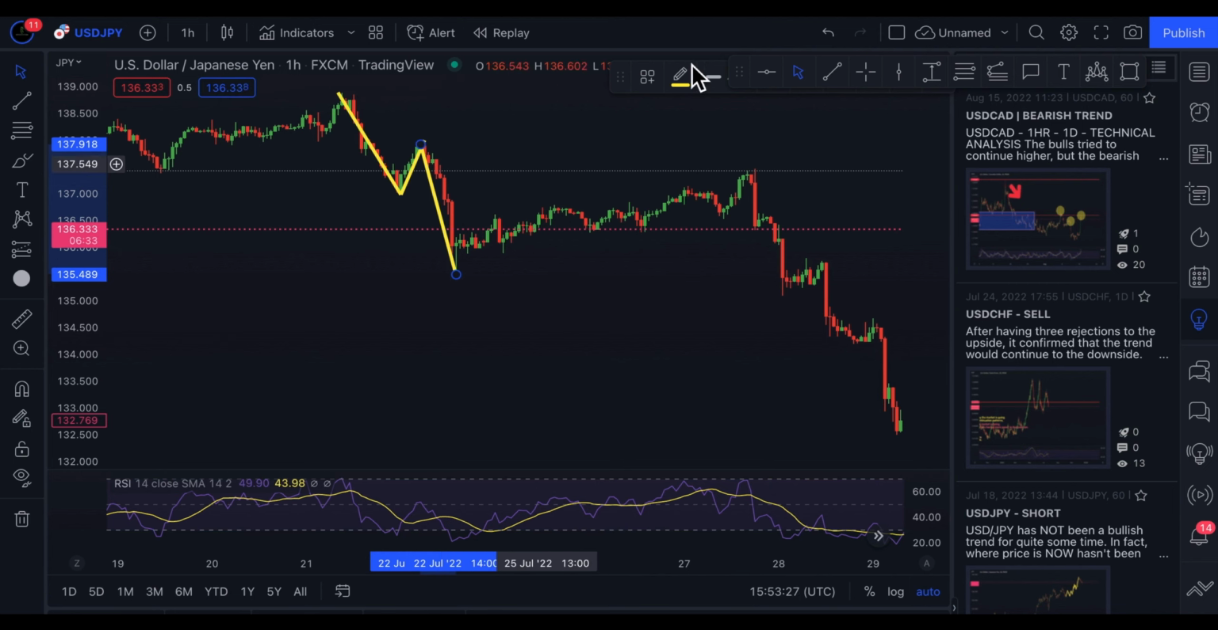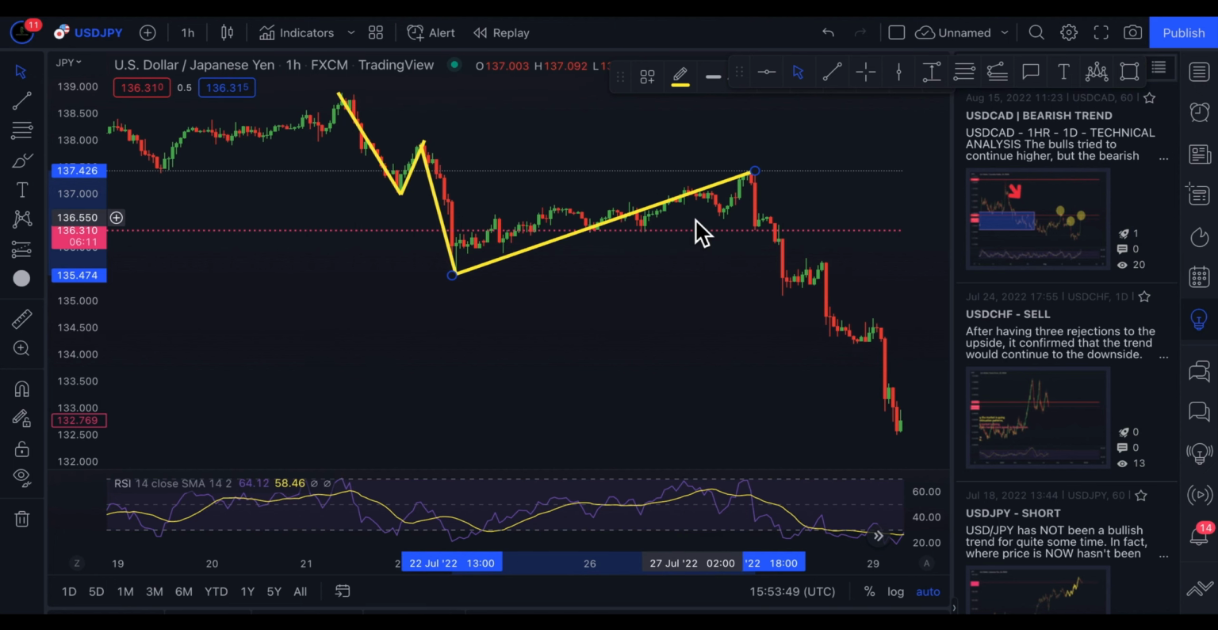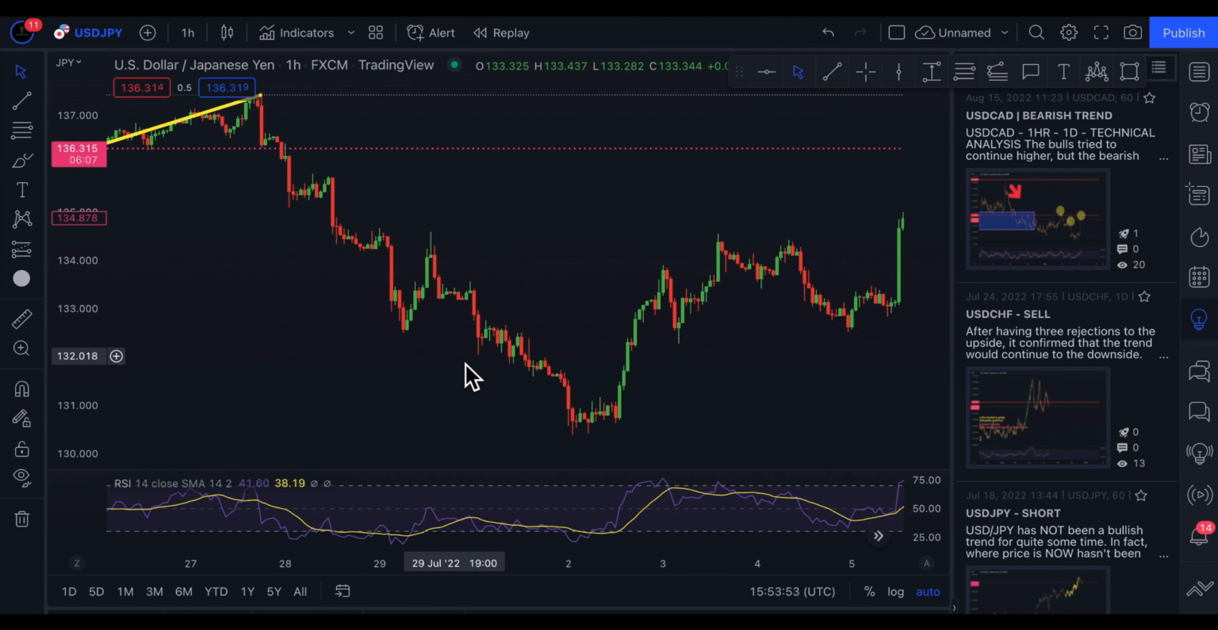But as you can see, if you take this support point and take it to this resistance point, and you look back at what happened previously in the market, this resistance point never broke the previous resistance point. So you're looking for price to continue to do what? Drop, right?